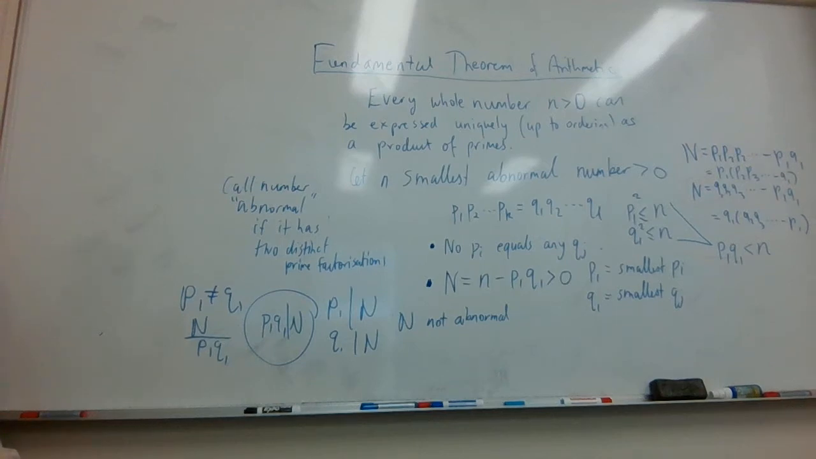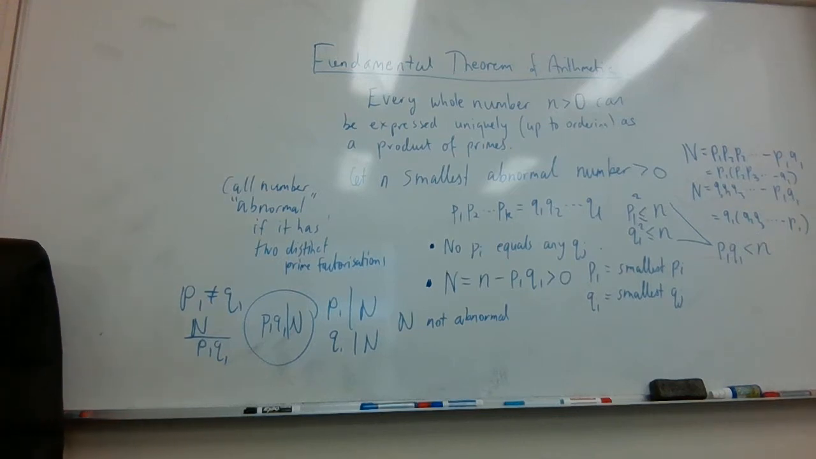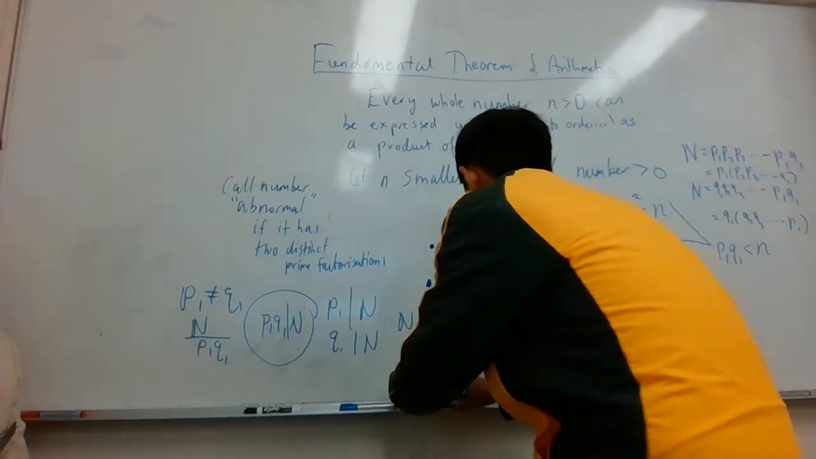Can you just tell us what we're trying to get to? Like, are we trying to get to a contradiction? Well, that's the idea. I don't know what contradiction we can get to. The only logical one is proving that n is not an abnormal number. Hold on, P1 Q1 divides n, and big N equals n minus P1 Q1. Therefore, the other ones.